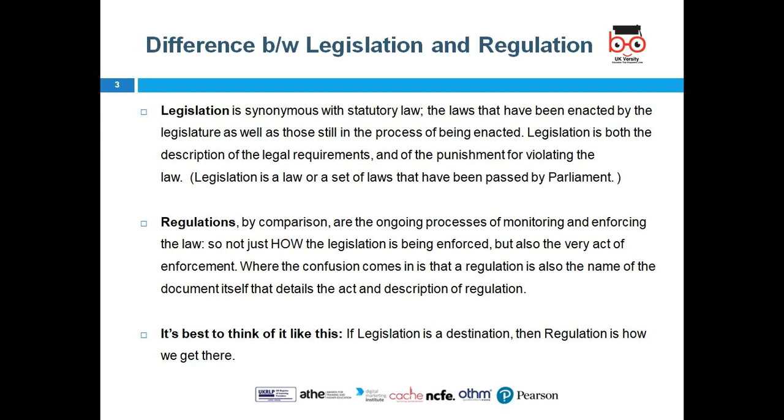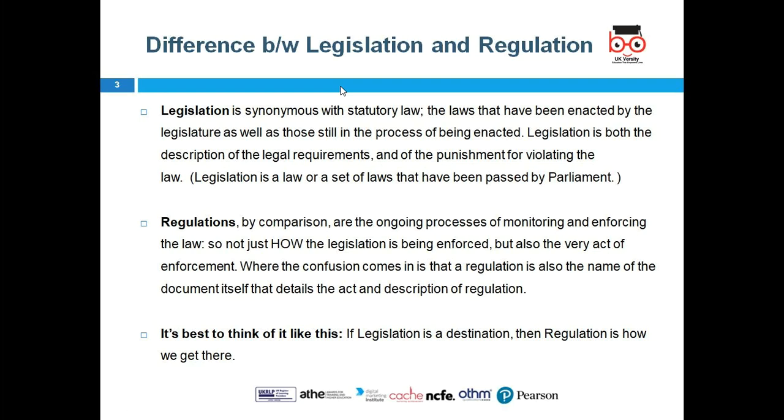Right, okay. We discussed last time the difference between the code of ethics and code of conduct, you remember? There's a similarity between the legislation and the regulation. Ethics tell you something and code of conduct tells you how to act upon it. Is that clear now? It's best to think of it like this: if legislation is a destination, then regulation is how we get there.